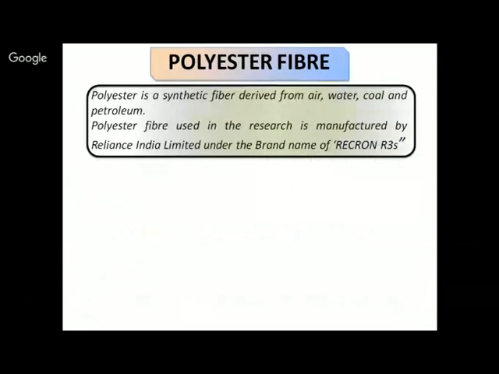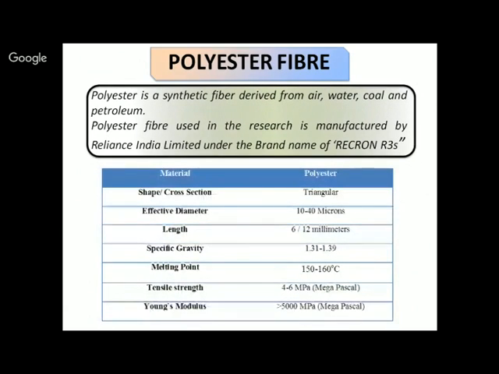Polyester fiber is a synthetic fiber derived from air, water, coal and petroleum. Polyester fiber used in this research is manufactured by Reliance India Limited under the brand name of Recron 3S. Some properties of these fibers are shown here. The shape is triangular, effective diameter is 10 to 40 microns, length 6 and 12 millimeters. Both the lengths are used in this investigation and the effect has been studied and compared.